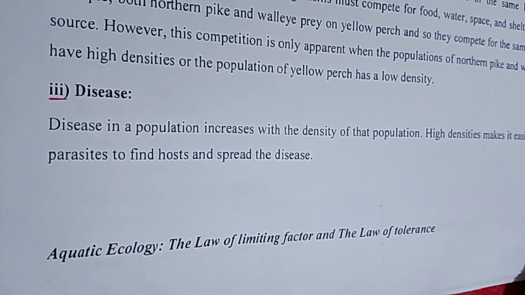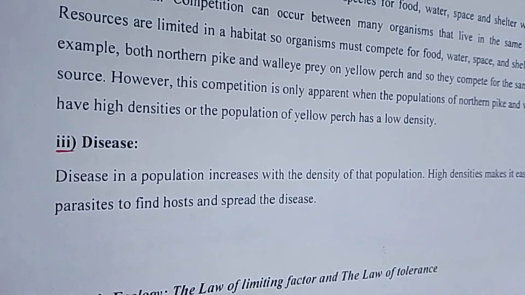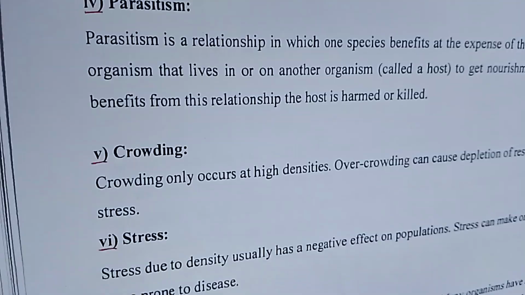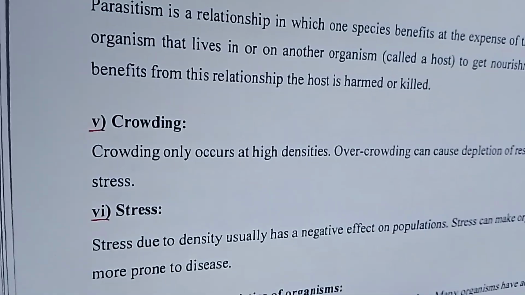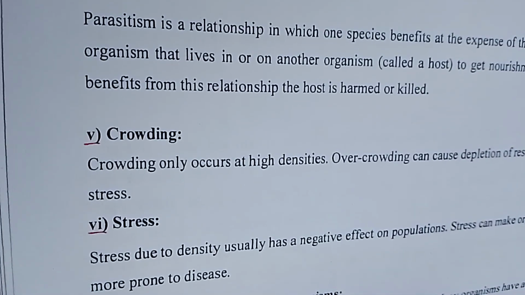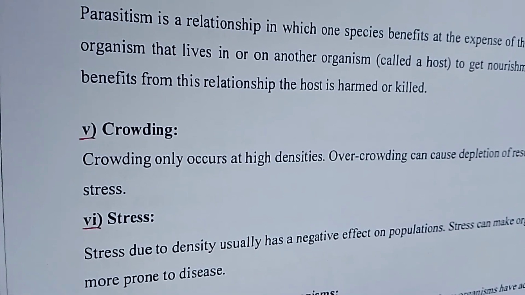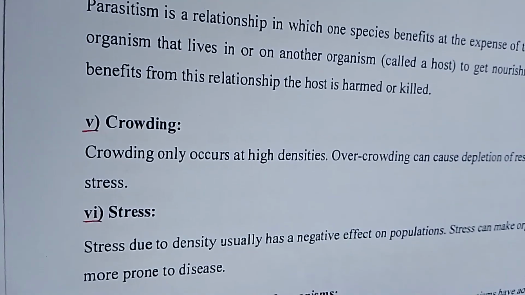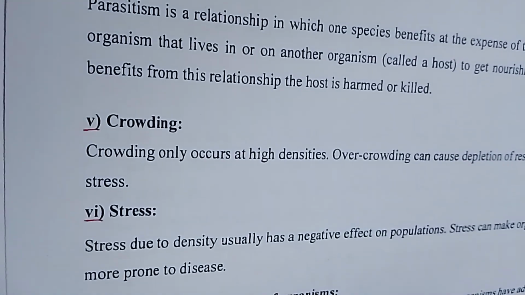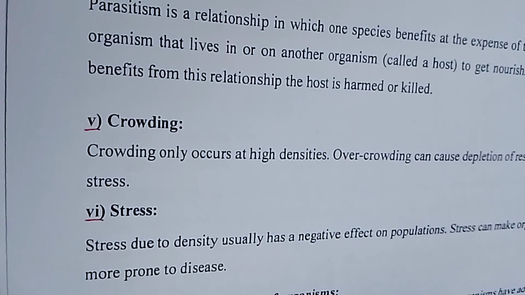Disease in a population increases with the density of the population. High densities make it easier for parasites to find hosts and spread the disease. Parasitism is a relationship in which one species benefits at the expense of the other. A parasite is an organism that lives in or on another organism, called a host, to get nourishment. While the parasite benefits from the relationship, the host is harmed or killed.